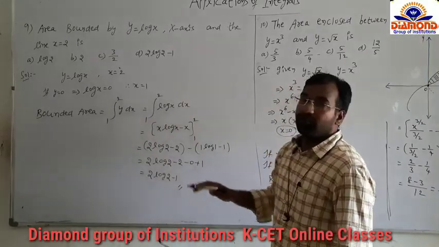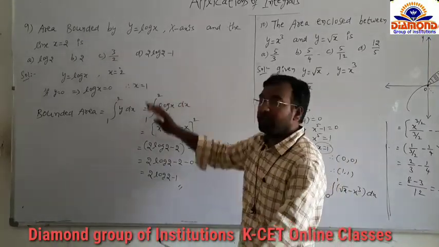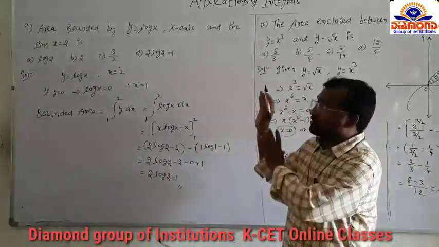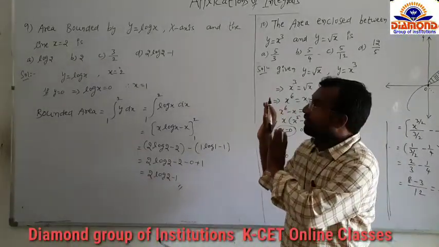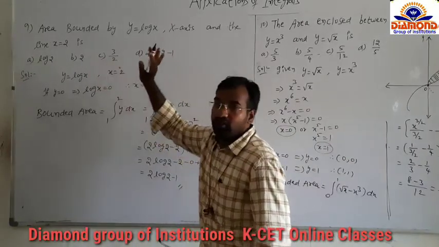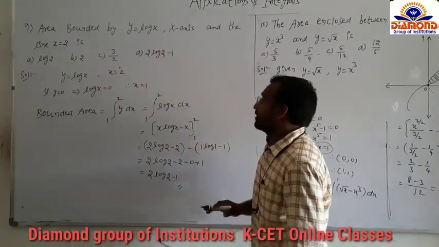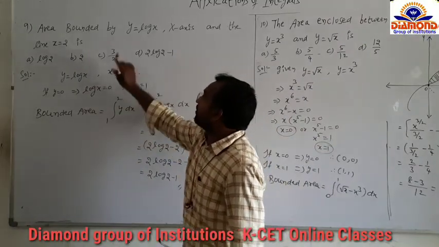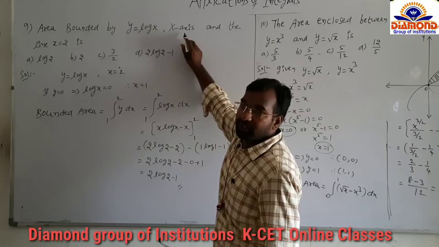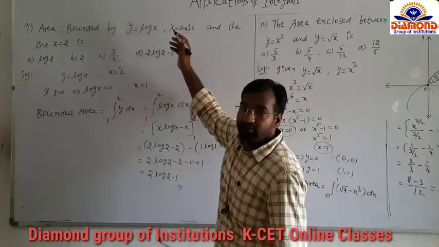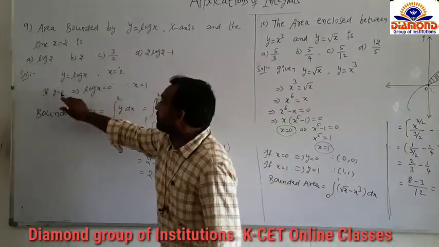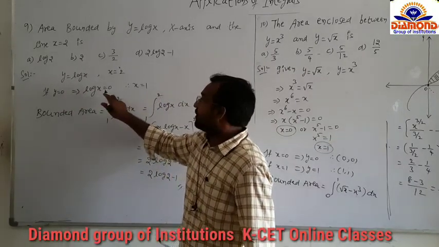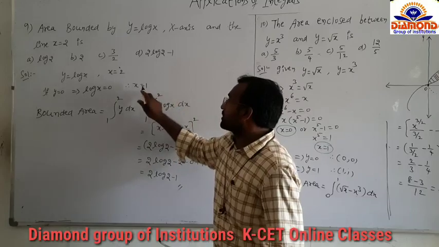Here given curve is y equal to log x. You have to find the bounded area by y equal to log x with respect to x axis. So one limit is given, x equal to 2. So another point you have to calculate. Here finding area with respect to x axis. So equation of x axis is y equal to 0. Suppose if y equal to 0, what you get here? Log x equal to 0 only when x equal to 1. So x value is 1.